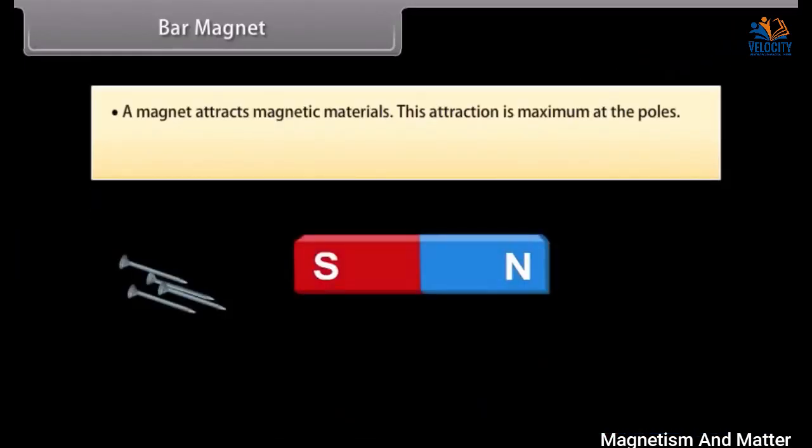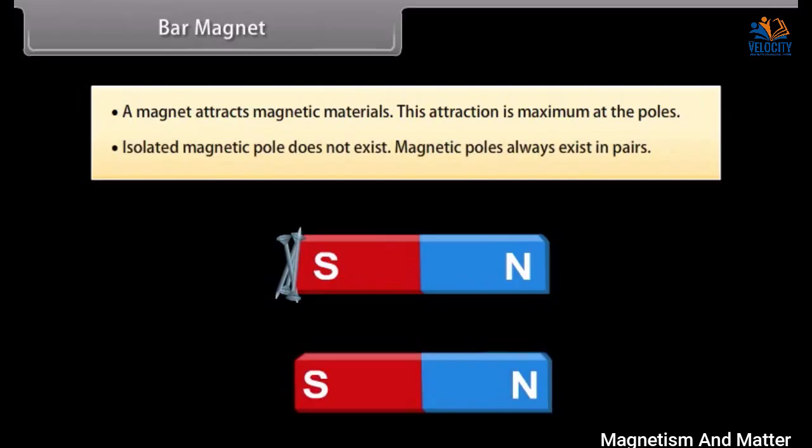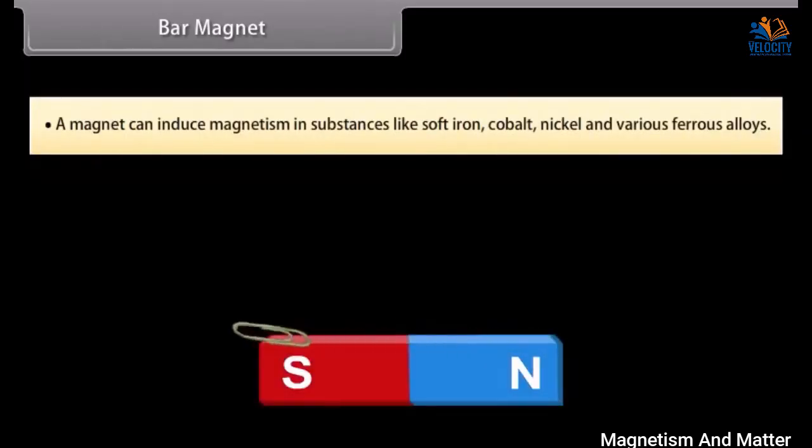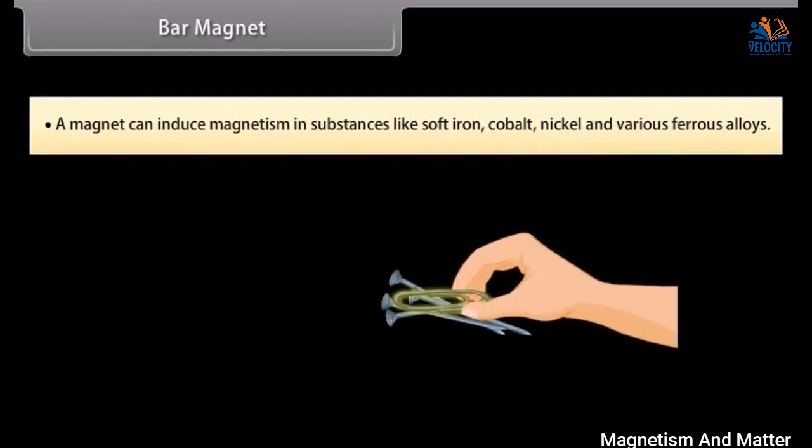A magnet attracts magnetic materials. This attraction is maximum at the poles. An isolated magnetic pole does not exist. Magnetic poles always exist in pairs. A magnet can induce magnetism in substances like soft iron, cobalt, nickel, and various ferrous alloys.